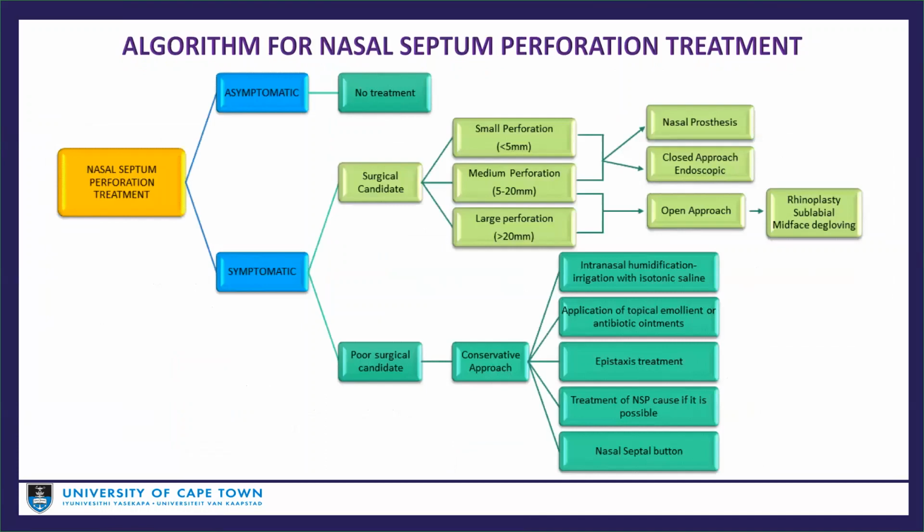This is a flowchart of how we can approach nasal septal perforations. If the patient is asymptomatic, no treatment is required. But if the patient is symptomatic, we want to see, is the patient a surgical candidate or not? If the patient is not a surgical candidate, we will go for the conservative approach, which includes using intranasal humidification, use of antibiotic ointments, epistaxis treatment, trying to treat the cause behind the perforation, and using a nasal septal button. If the patient is a surgical candidate, this will depend on whether there is a small, medium, or large perforation, and we can proceed to nasal septal buttons, the closed endoscopic approach, or the open approach.